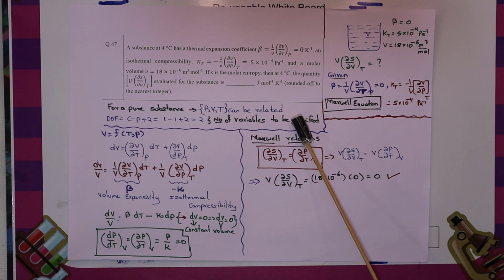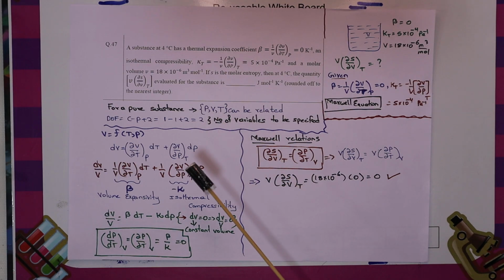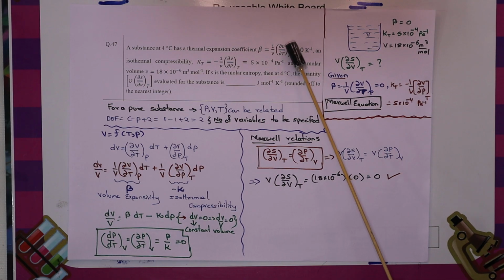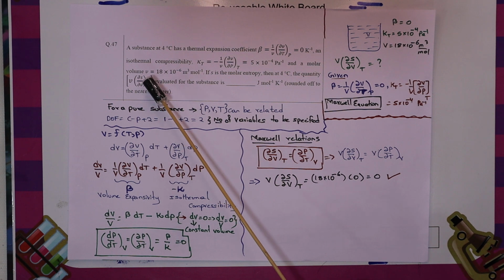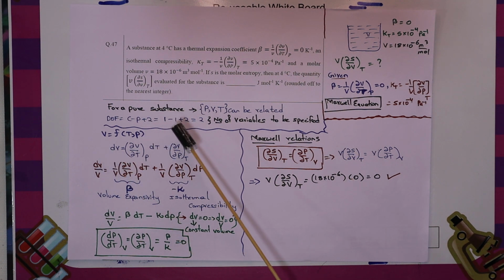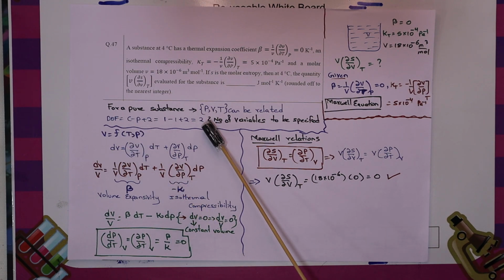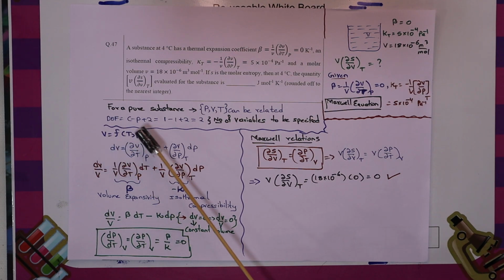The number of variables to be specified for a pure substance is 2 variables. Here something to do with volume is involved, because you can see they are dealing with dou V by dou T, dou V by dou P, dou S by dou V. Because 2 variables have to be specified, if you want to deal with the volume, it should be a function of temperature and pressure, since the degrees of freedom is 2.